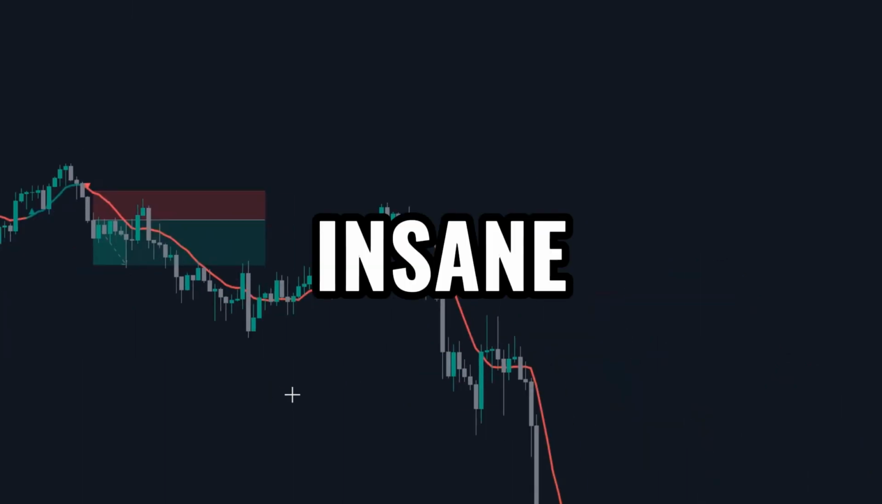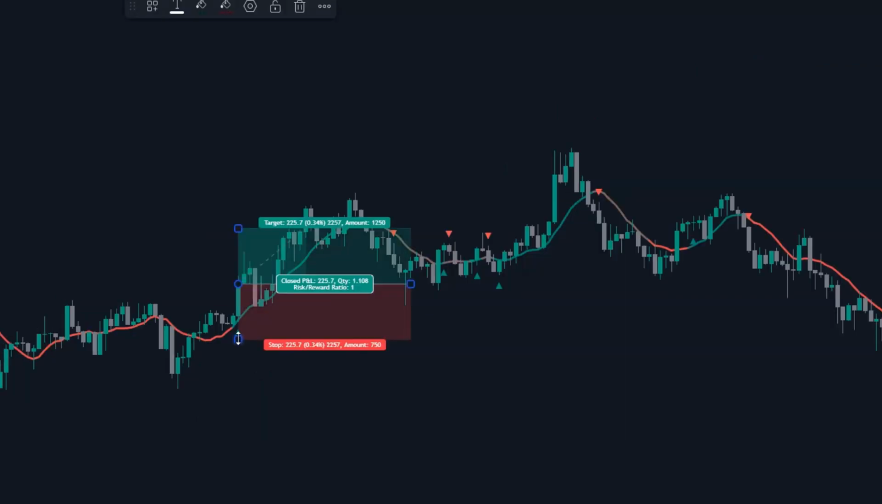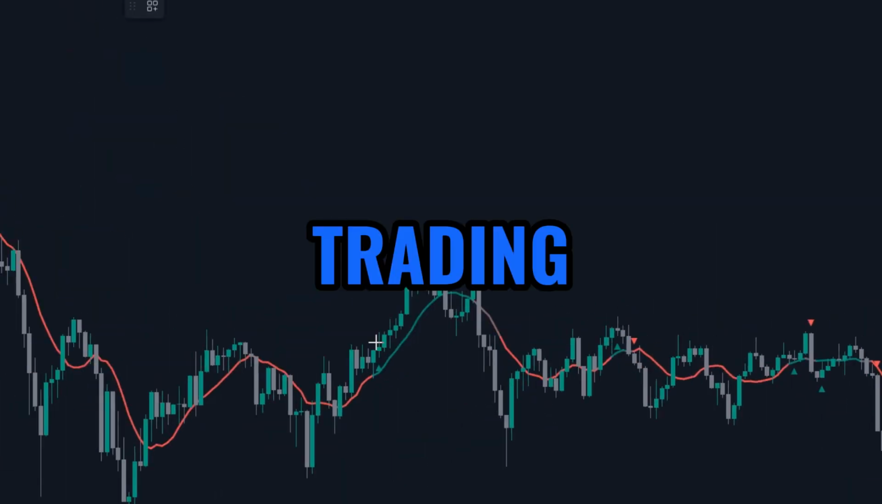This indicator delivered insane results in testing. Say goodbye to average and hello to extraordinary. Strap in and get ready to witness the power of trading unleashed.